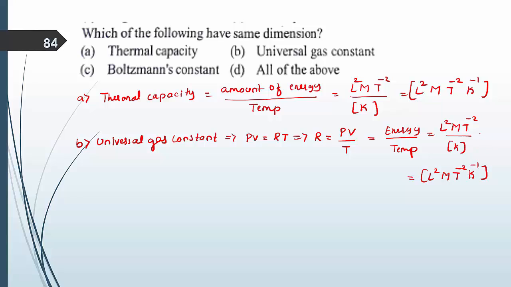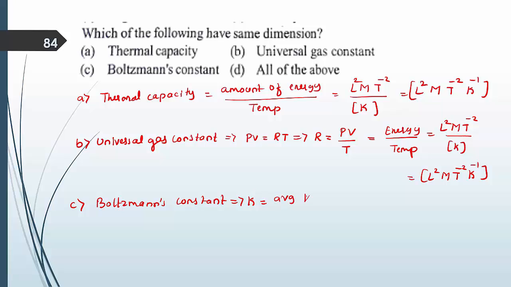So this is also having same dimension. Come to option C, that is Boltzmann's constant. Yes, it is generally denoted by the symbol K. K equal to Boltzmann constant means average kinetic energy of particle in a gas over temperature of the gas.